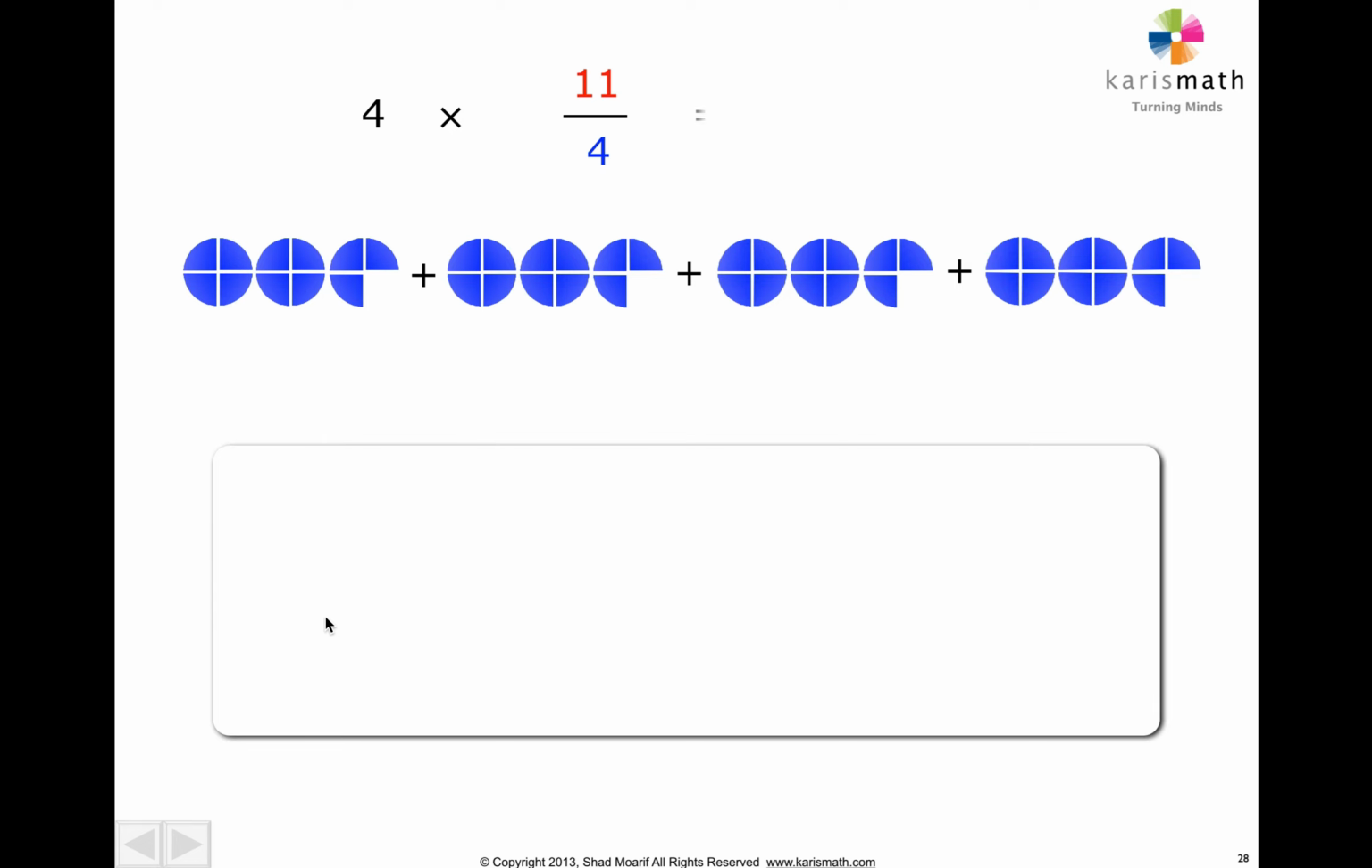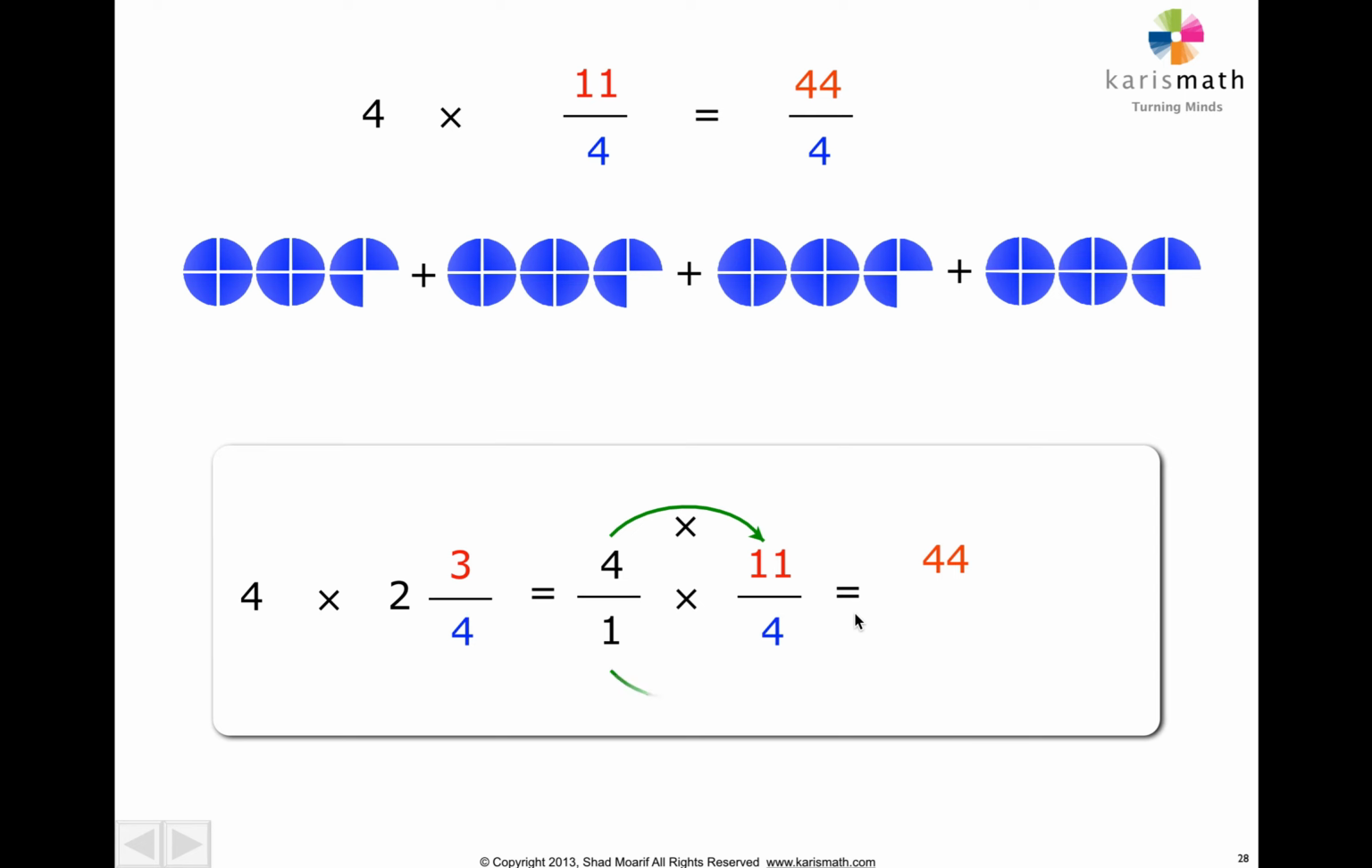Now it's all a matter of gathering these together. What we did was this. The answer is 44 fourths if you add them up. 4, 8, and 3, 11, and so forth. So 4 times 2 3/4, what we did was 4 times 11 quarters. And the answer is, of course, 44 quarters.